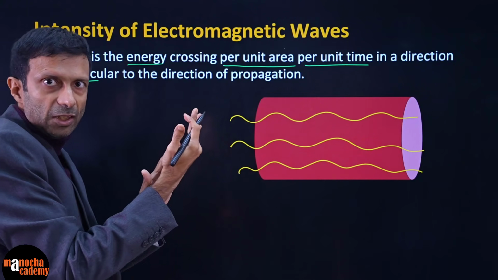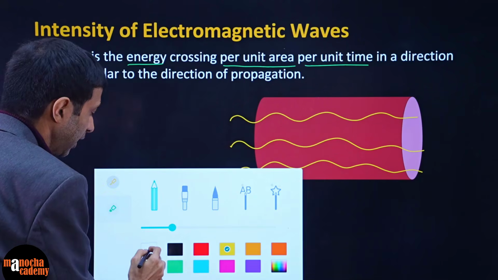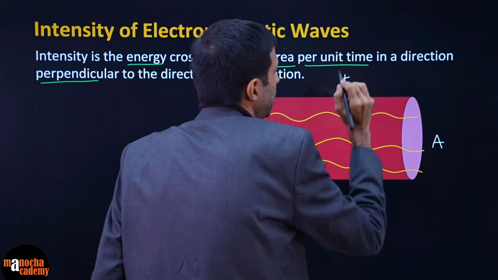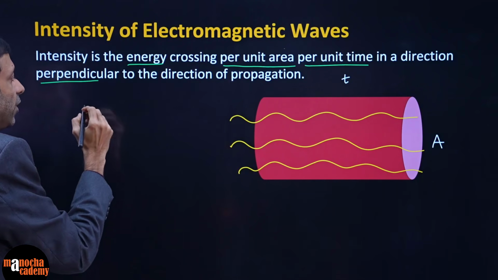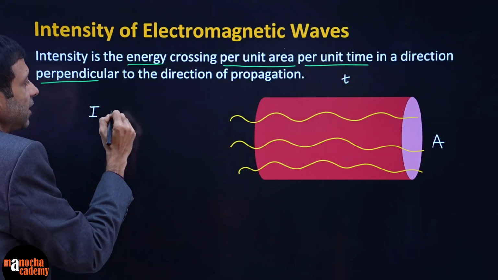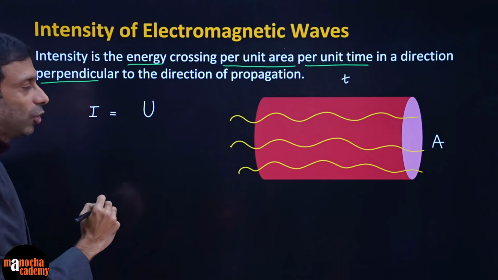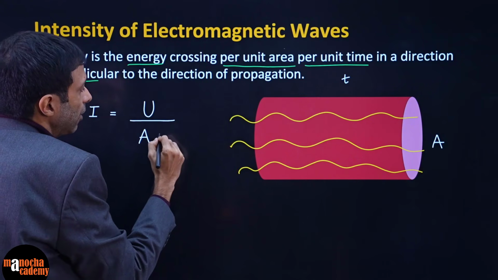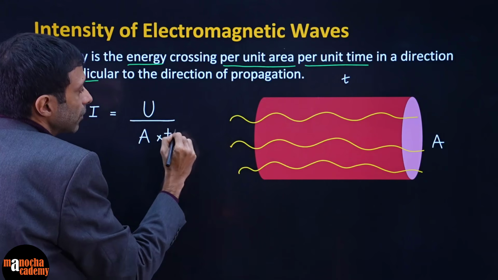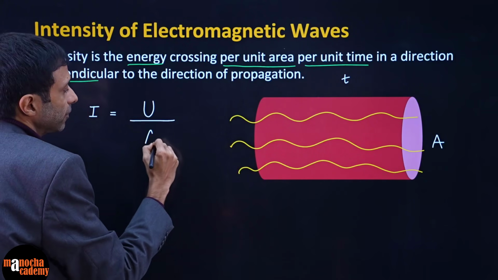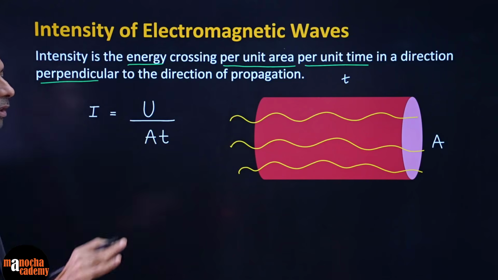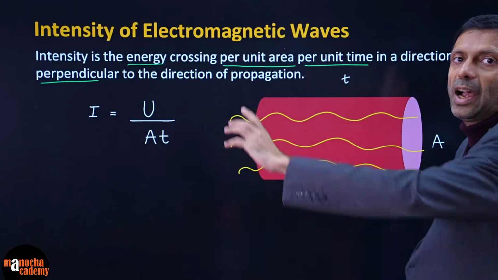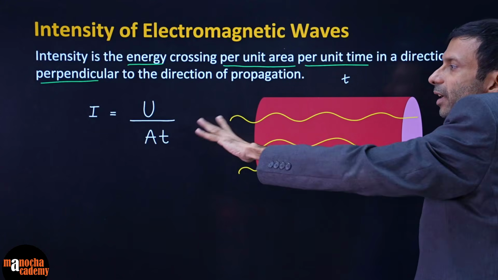Waves are going like this, the cylinder is perpendicular to it. Let's say the area of cross section of the cylinder is A, and we are considering a time t. By this definition, will you guys agree with me? Intensity is the energy, which we denote as U, per unit area, per unit time. Do you guys agree? Or we can write this as U over A t. Simple, nothing difficult. I just took the definition and wrote it in simple formula form: I for intensity, energy per unit area per unit time.